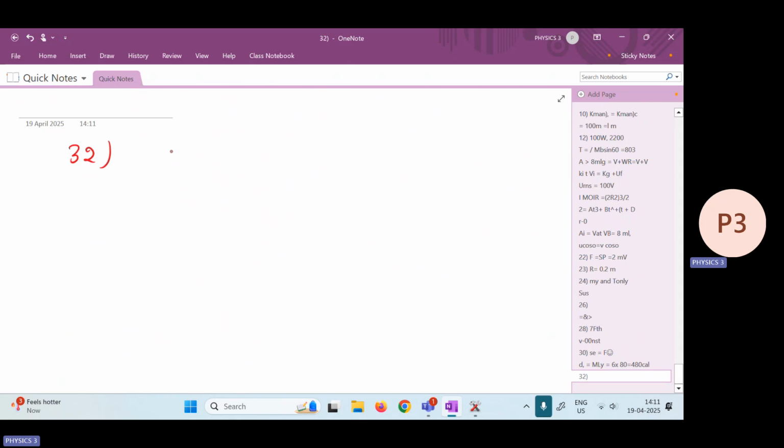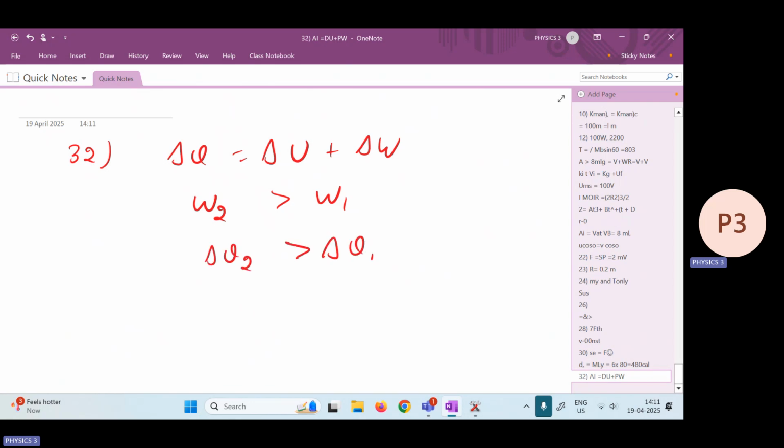Now, from the first law of thermodynamics, we know that delta Q will be equal to delta U plus delta W. In the given situation, if you see the area, then work done in the second process will be greater than work done in the first. So as delta Q is delta U plus delta W, work done in two will be greater than work done in one. Delta Q in two will be greater than delta Q in one because delta U will be the same in both processes, because the final temperature and initial temperature are the same in both. So option B is absolutely true in this situation.